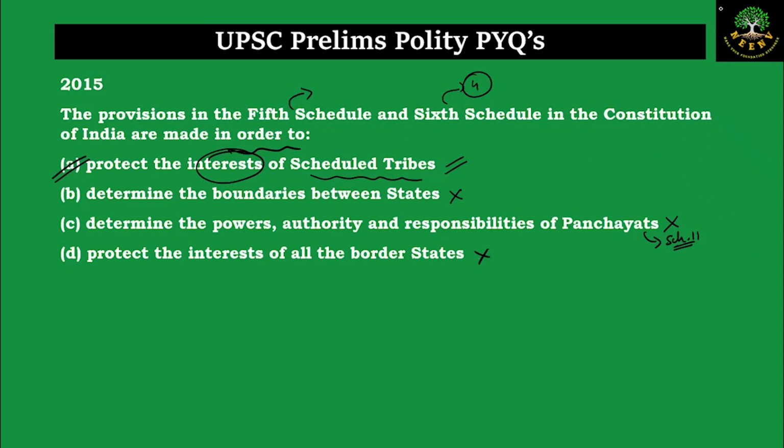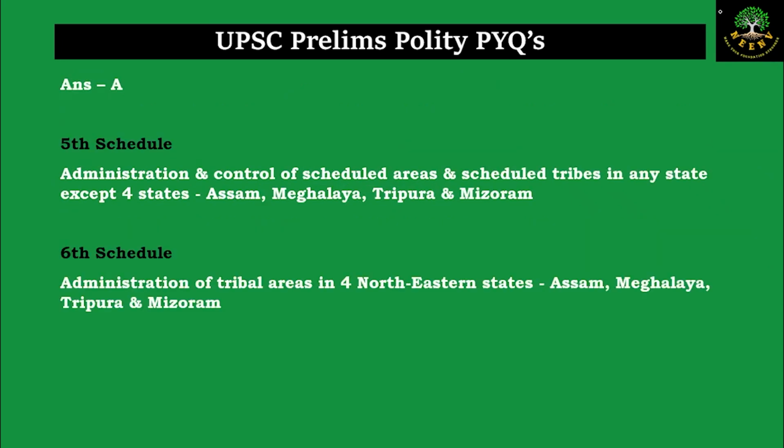Now let us look at the in-depth explanation. The 5th schedule deals with administration and also the control of certain areas which are to be declared as scheduled areas. And who will declare them as scheduled areas? It is the president who, through a notification, will declare a particular area as scheduled area after consulting the governor of the respective state. And they are done in order to protect the scheduled tribes in those states.